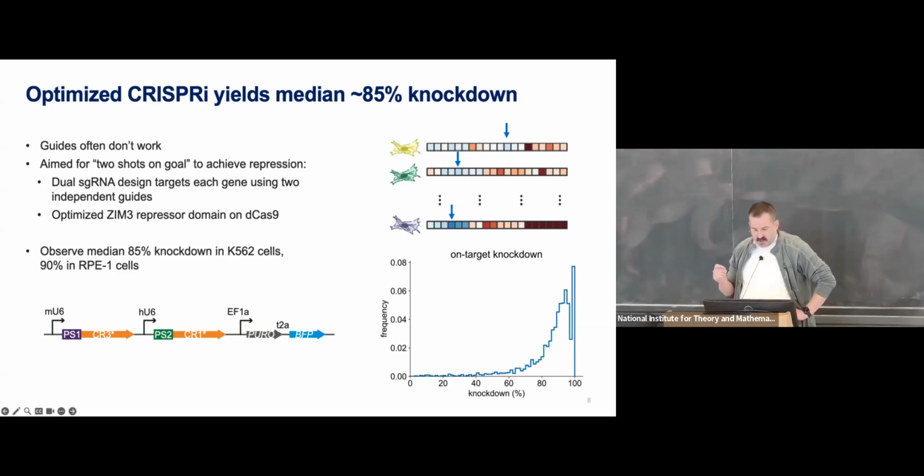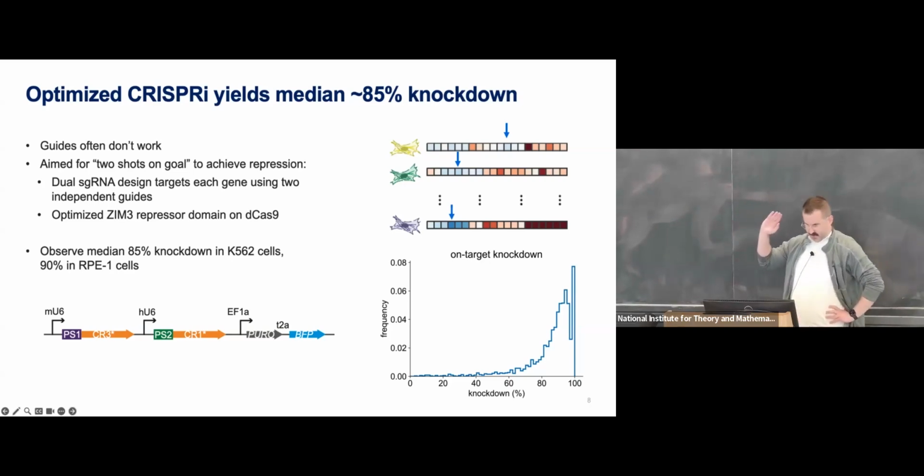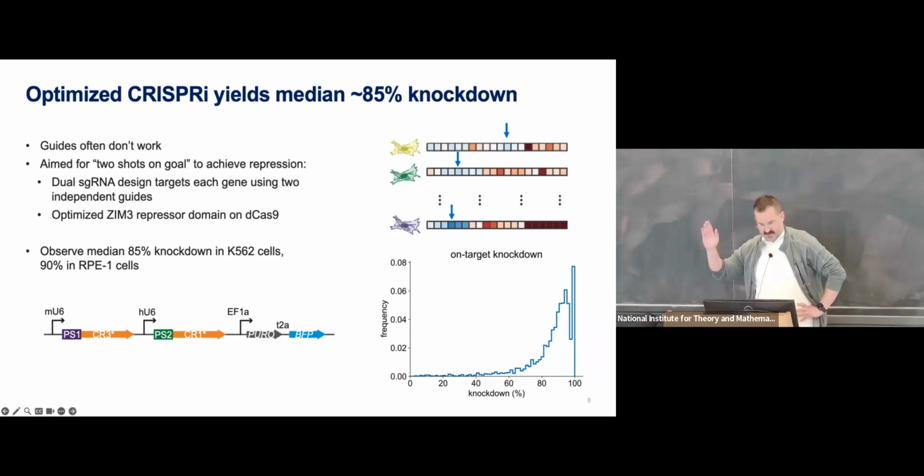And we can see that in K562s, which had a 1st generation version of this, we get 85% median knockdown. In the 2nd generation version in RPE1 cells, we get 90% median knockdown. The reason that I'm saying this is that we have a reason to believe that the perturbations are working. We are knocking down the targets to an appreciable level.